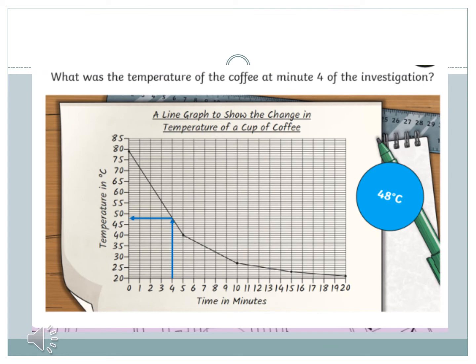The answer is 48 degrees Celsius. That's because we find the 4 on the x-axis and then we measure right the way up to where the black line meets the blue line, and then measure across on the y-axis. 48 degrees.